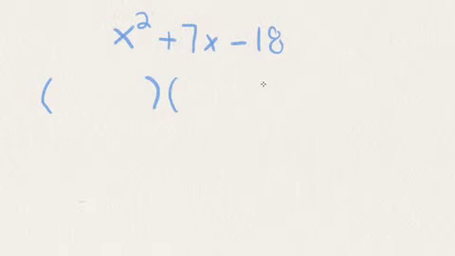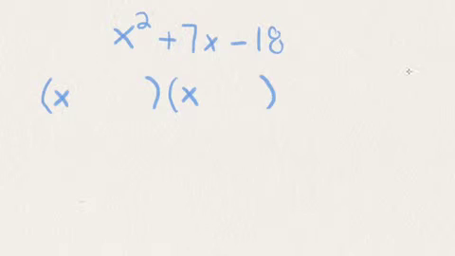I have x squared plus 7x minus 18. All right, go ahead and set up the factoring with our parentheses and our x, because we know that has to be the first term.